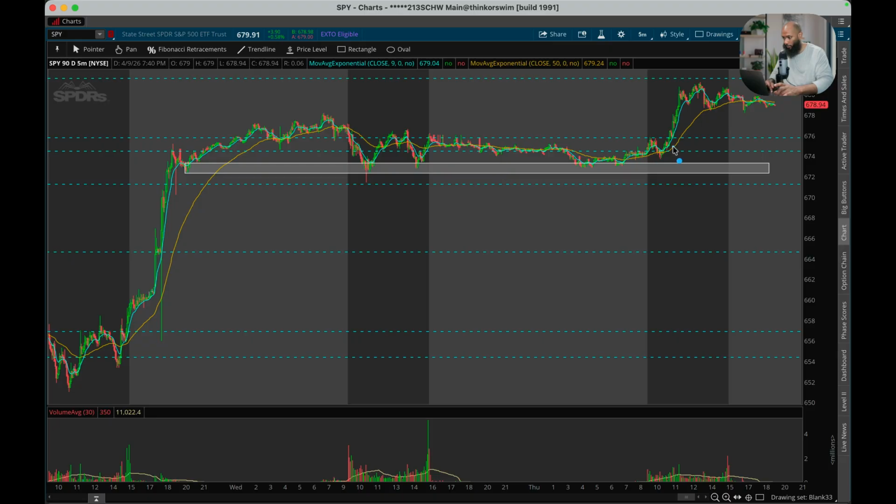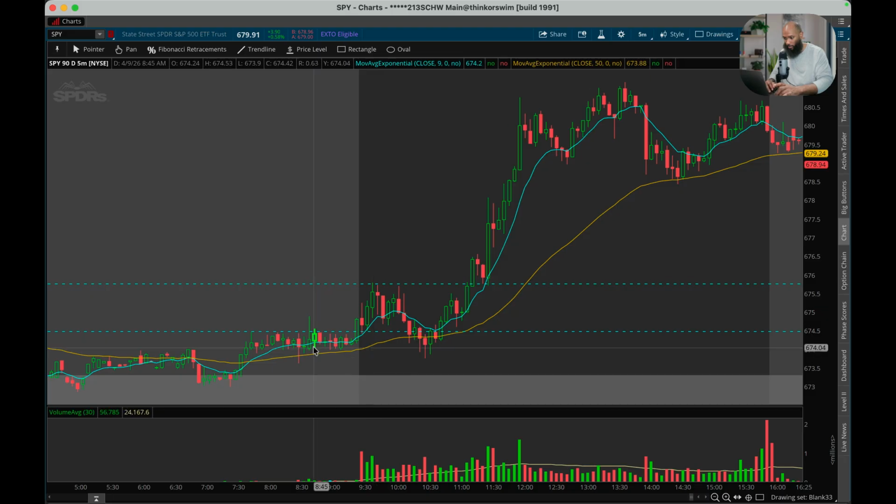And then we also have the moving average, which we're going to zoom in to today's action and take a look at what happened.